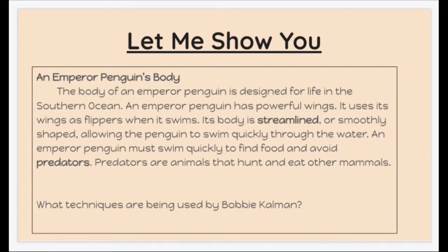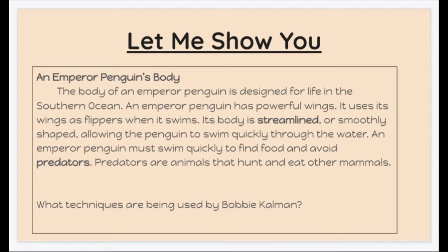So here is an excerpt from a book by Bobby Kalman, An Emperor Penguin's Body. The body of an emperor penguin is designed for life in the Southern Ocean. An emperor penguin has powerful wings. It uses its wings as flippers when it swims. Its body is streamlined or smoothly shaped, allowing the penguin to swim quickly through the water. An emperor penguin must swim quickly to find food and avoid predators. Predators are animals that hunt and eat other mammals.